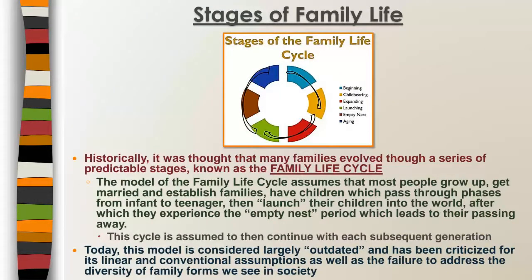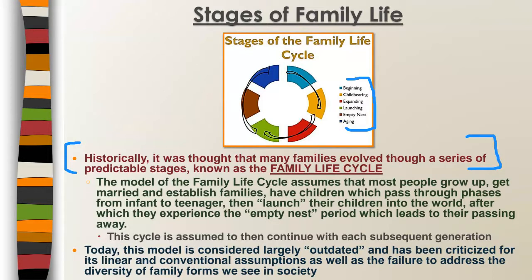Now, for a long time in sociology, when we talked about families, we would have learned about the family life cycle. It's a little bit outdated now, but we'll go over it real quickly. So historically, families were thought to go through a series of predictable stages. The model of the family life cycle. You can see the stages up here: the beginning, childbearing, expanding, launching, empty nest, and aging.